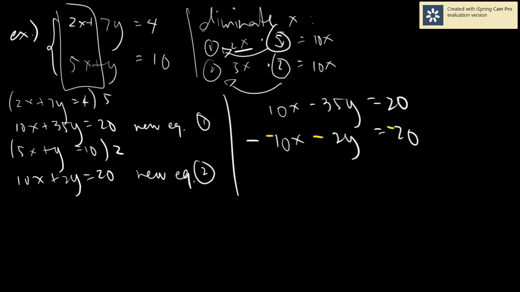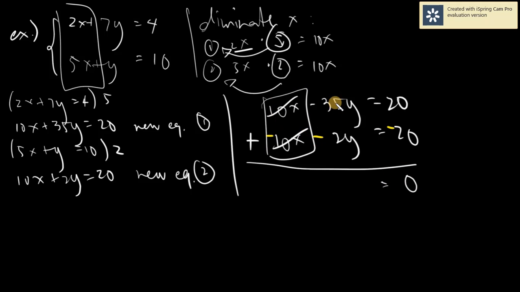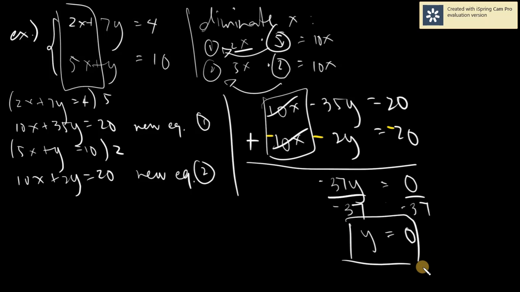Eliminating them, of course adding this one would give you 0 because they are the same but of different signs. This would be eliminated as well because of the process of elimination. What would be left would be this one. Negative 35y plus negative 2y will give you negative 37y, right? And solving for y here, divide both sides by negative 37, y is equal to 0. Kasi no matter what, you divide 0 by any number, the answer would still be 0. And take a hold of that y.